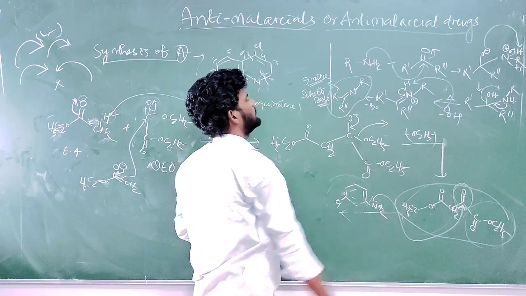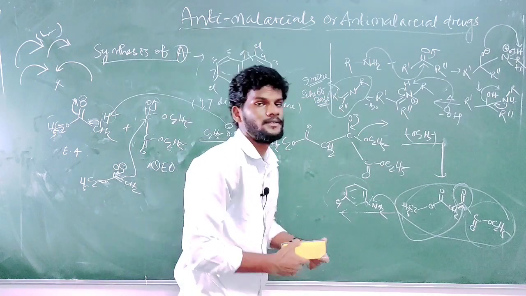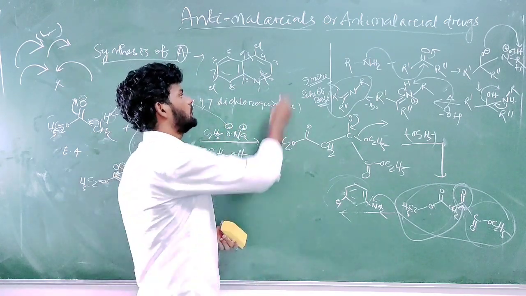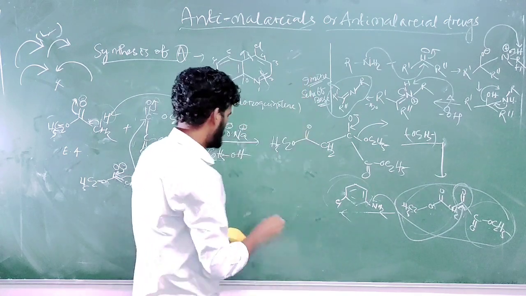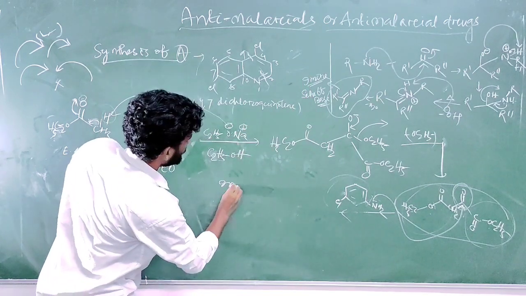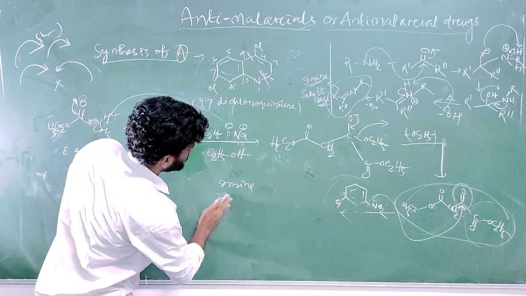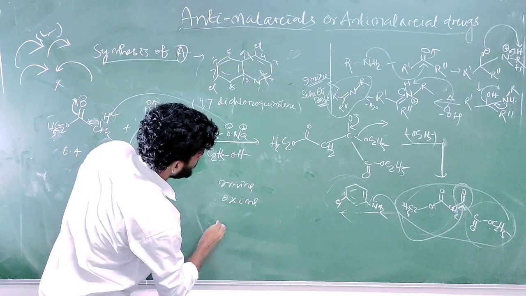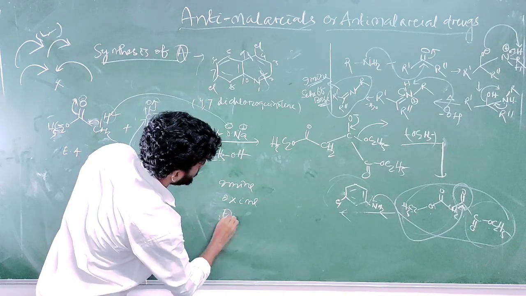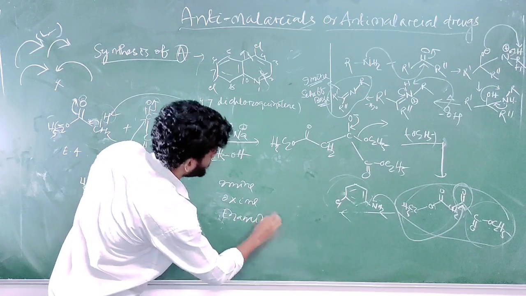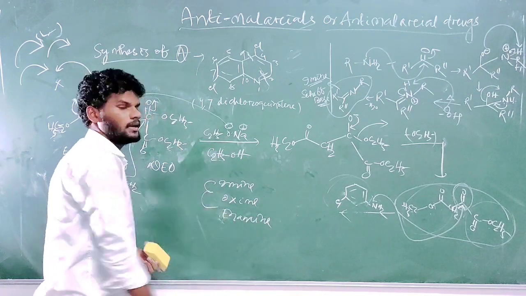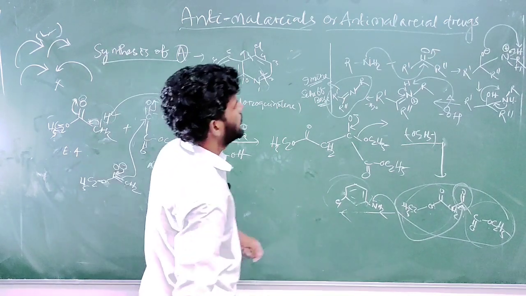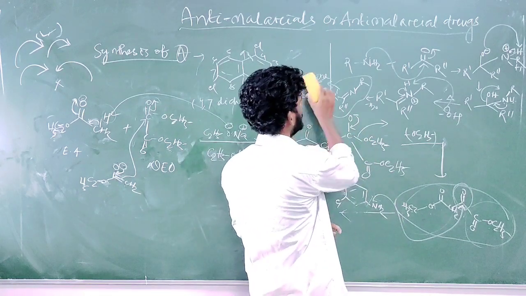Schiff base or imine. So all of you just write the different structures and the difference between imine, oxime and enamine. Write the difference between all three in the comment section: imine, oxime and enamine. Okay. So this is the mechanism, this step.